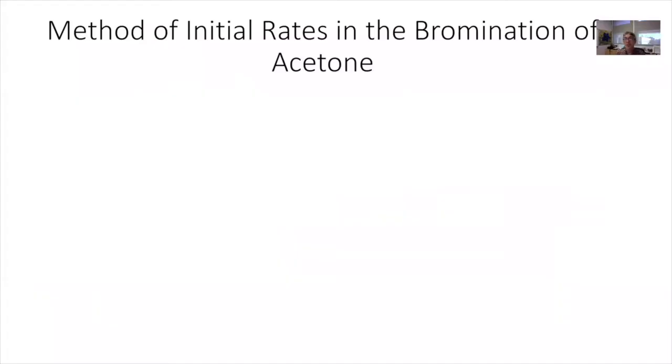Today I'm going to introduce you to a reaction having to do with chemical kinetics that you will be carrying out in the physical chemistry laboratory. The method of initial rates in the bromination of acetone. Here is the reaction we're talking about. It is the reaction of acetone with molecular bromine to form brominated acetone plus hydrogen ion and bromide ion.